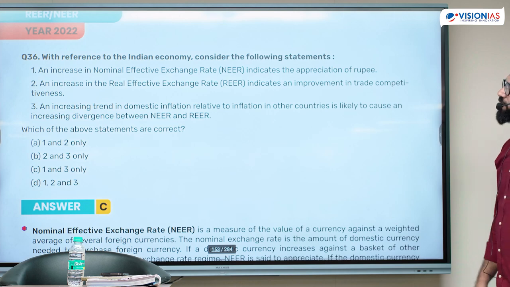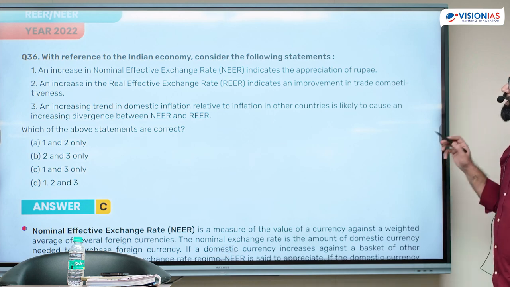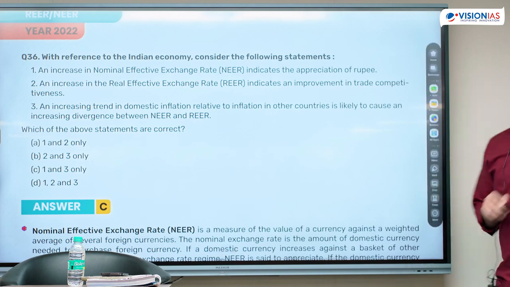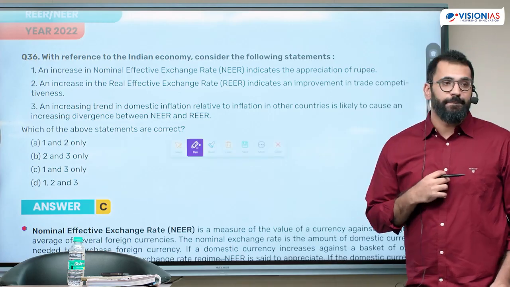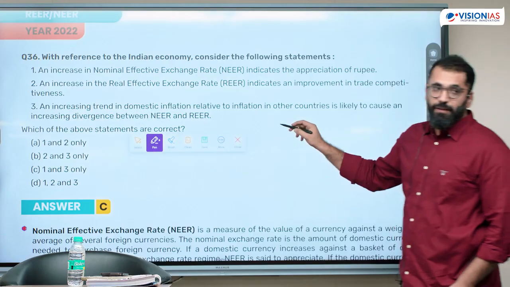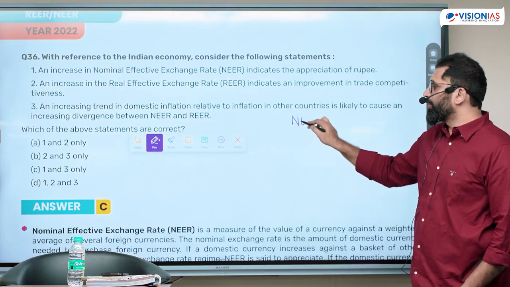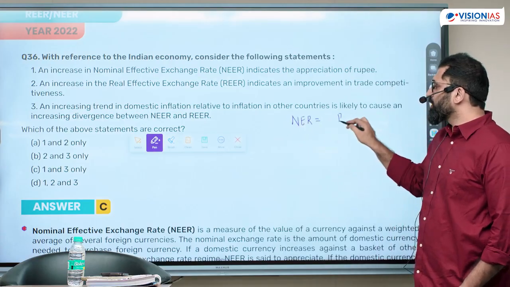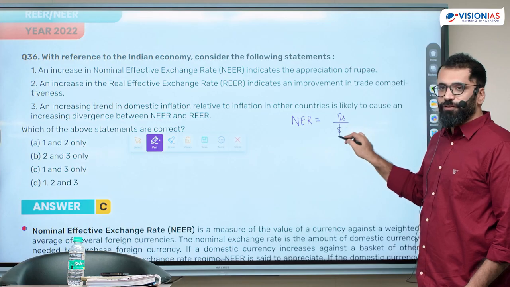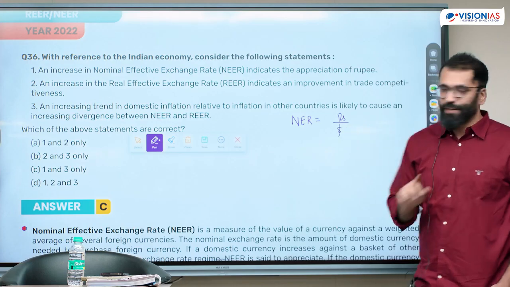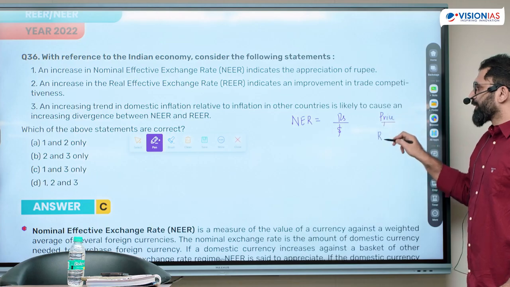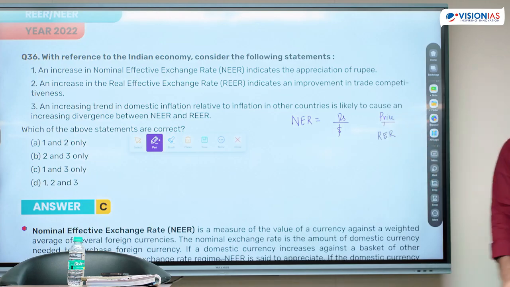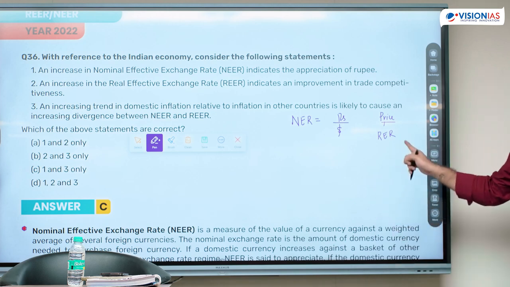With reference to the Indian economy, the nominal and effective exchange rate. What is nominal effective or real effective exchange rate? Any idea? Weighted average. So when we talk about nominal exchange rate, we are saying how much unit of rupee will be required to buy 1 unit of dollar. This is nominal exchange rate. When we adjust it to price levels, that becomes real exchange rate. How many units of Indian goods would be required to buy 1 unit of foreign good? That is real exchange rate.